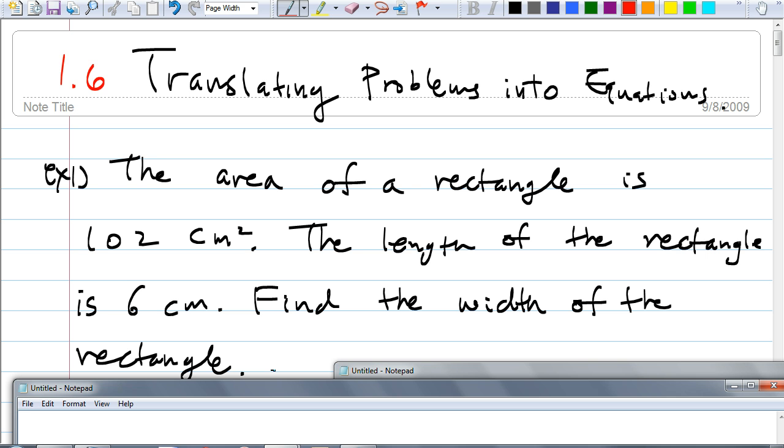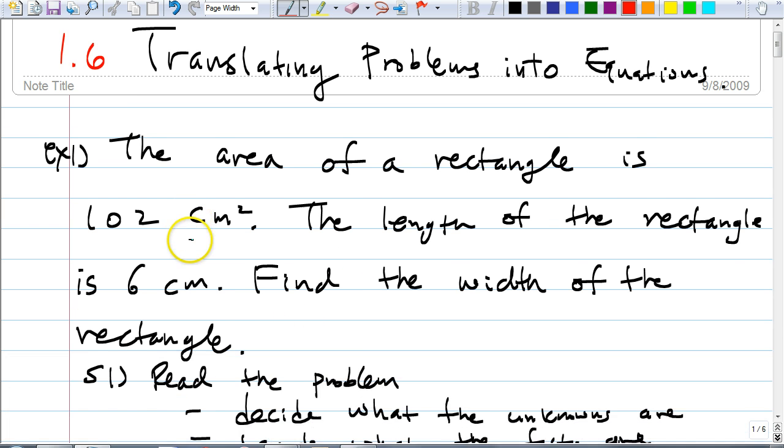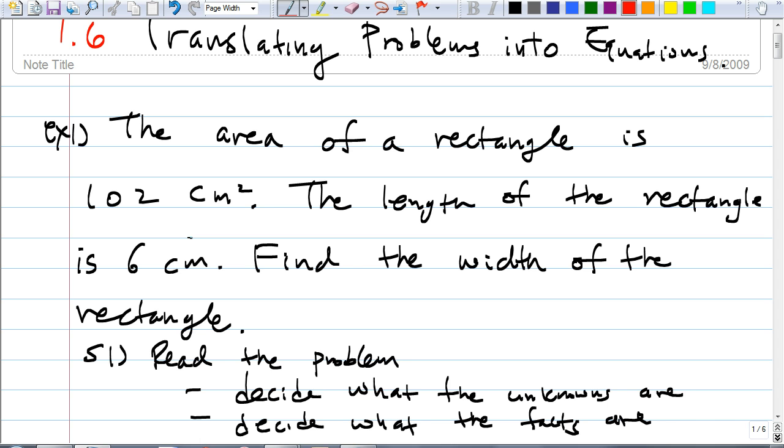Now, how are you going to define the variable? Of course, you have to read the problem, right? So as you read the problem, this is our first step. You're going to decide what the unknowns are, if there's more than one. And you're going to decide what the facts are. Of course, you got to read it first, right? Then you declare the variable, and then you come up with an equation.